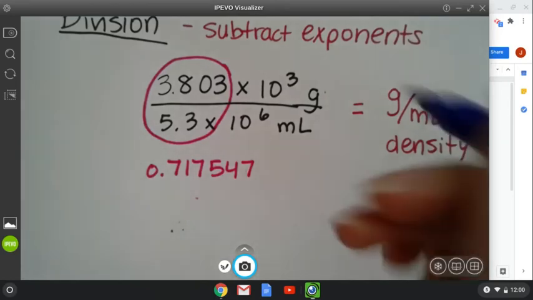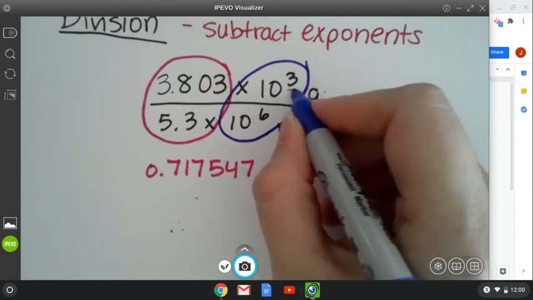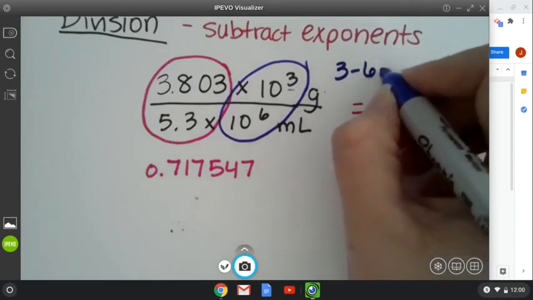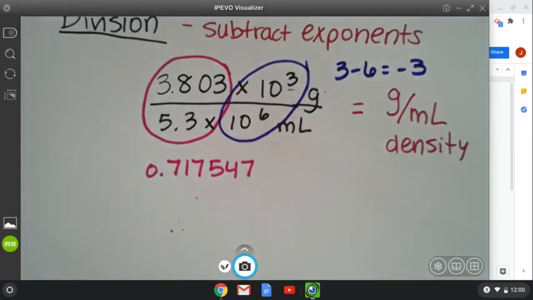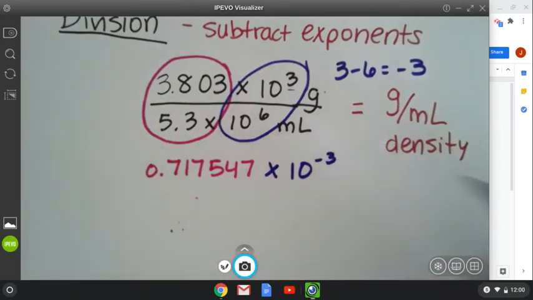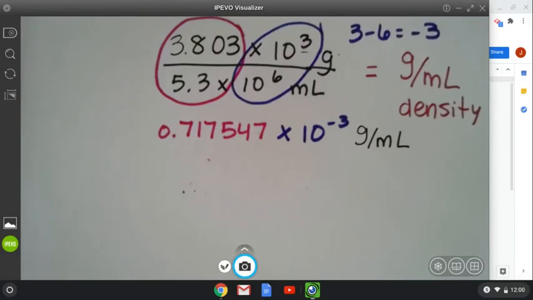Okay. So if we divide, we're going to subtract the exponents. So this does not mean 6 minus 3. This means 3 minus 6. You subtract the bottom from the top. So it's 3 minus 6, which you would end up with a negative 3. So it's going to be times 10 to the negative third, and just to keep our units, grams per milliliter. Again, we're not done. We have to clean up our answer.